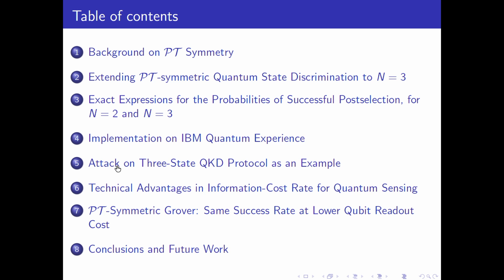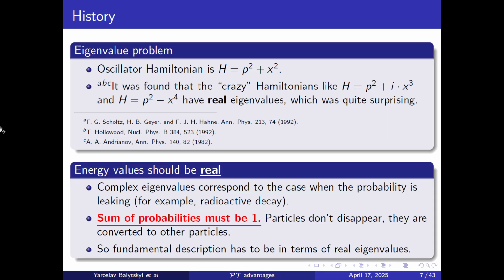As an example, I will show an attack on a 3-state QKD protocol using our scheme, and then we'll describe technical advantages of our scheme, namely information cost rate for quantum sensing and PT-symmetric Grover search, which achieves the same success rate in terms of number of oracles, but at lower qubit readout cost. Finally, I will discuss the conclusions and outline future work.